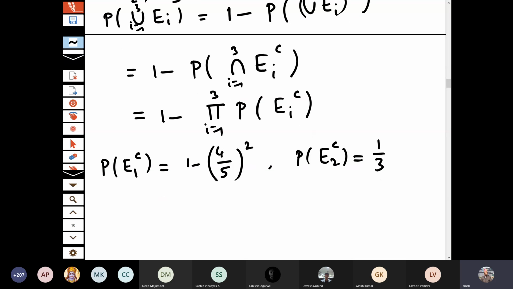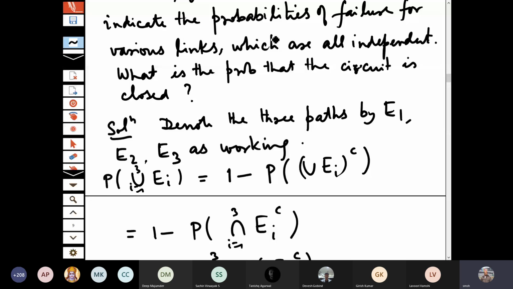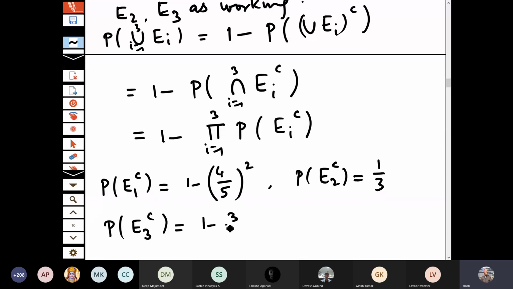Similarly, if we consider E3 complement, in the third one, there are two links. So if both of them are working, then the system will work. So the probability of that will become (3 by 4) square. So if it is not working, it will become 1 minus (3 by 4) square. So you substitute all these probabilities in this expression and evaluate, then this will become 379 by 400.